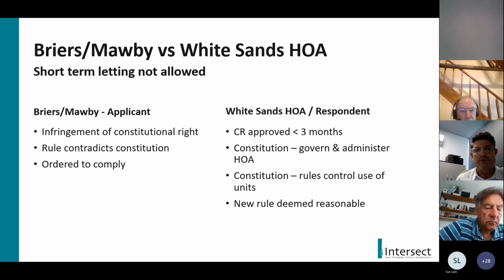The HOA argued that its constitution governs and administers the HOA. So members of the HOA have to comply with the constitution, and it further implies rules to control the use of units. CSOS ruled in favor of the HOA, saying that the new rule was deemed reasonable, and that the owner did not have a case against the HOA to prevent them from doing short-term letting.